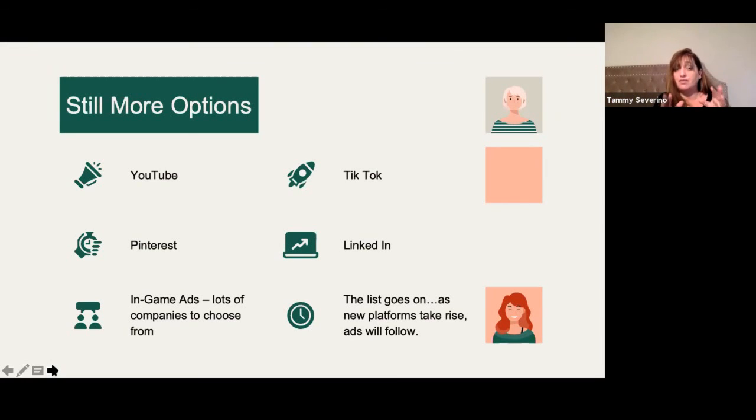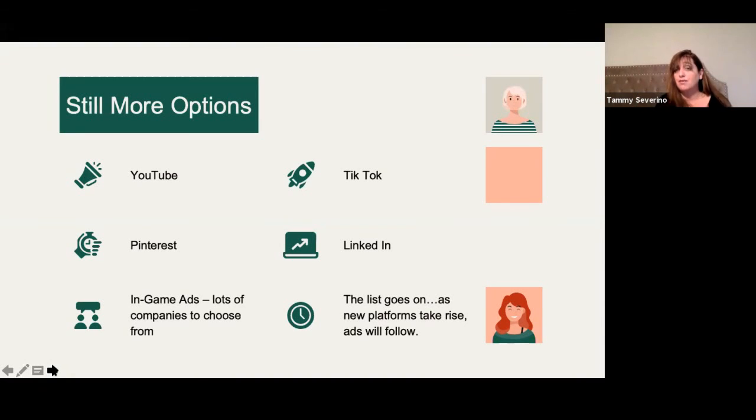There's lots of different options for YouTube advertising. Pinterest is incredibly visual. So much like Instagram, it's a very, very visual platform, and there's lots of good advertising. Their demographic tends to be females, married, with children, 30 plus. That's a great place to advertise if that's your demographic that you're seeking.